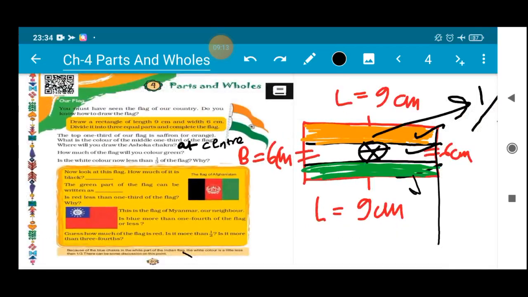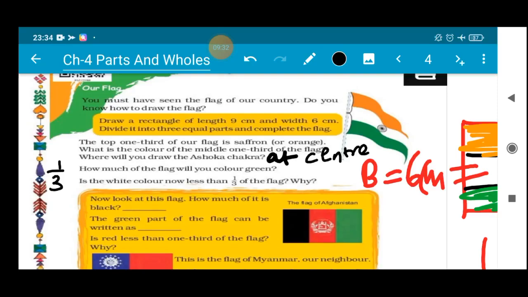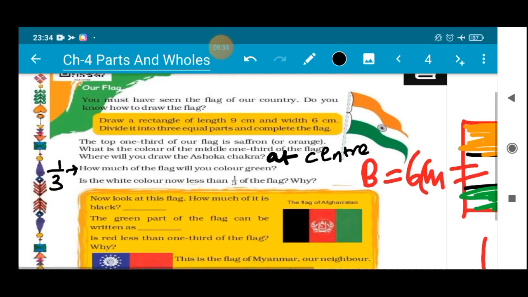So I have already told, as this is also 1/3, similarly we will be coloring 1/3. Out of 3 parts, green is 1, right? So that is why out of 3, 1 is green, so it is 1/3 only. So here also you are going to write the same answer. It will be 1/3. Okay, 1/3.